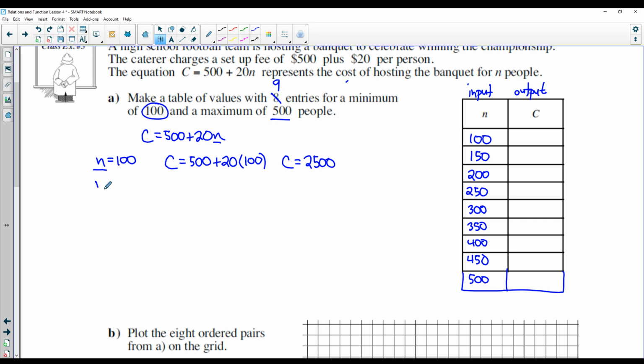Then let's do n is equal to 150. I guess we can write that on the table right now. So plug that into the equation. C would be equal to 500 plus 20 times, this time we're going to plug in 150. 20 times 150 is 3,000. So this should actually be 3,500.